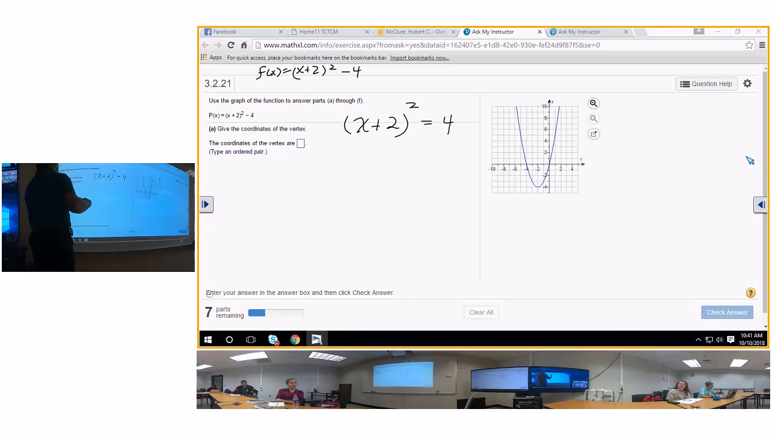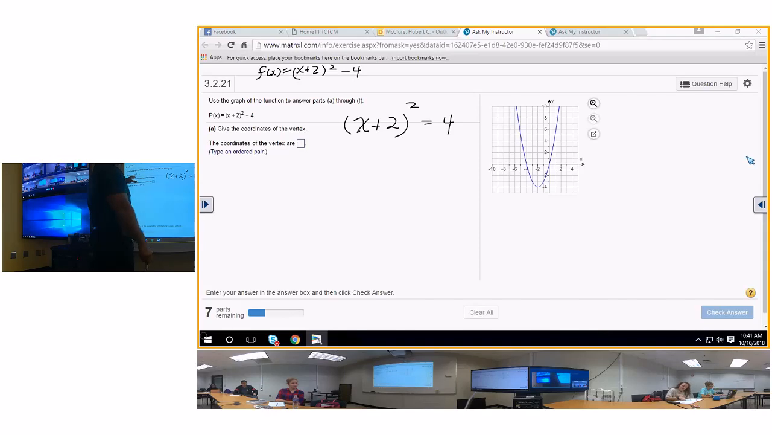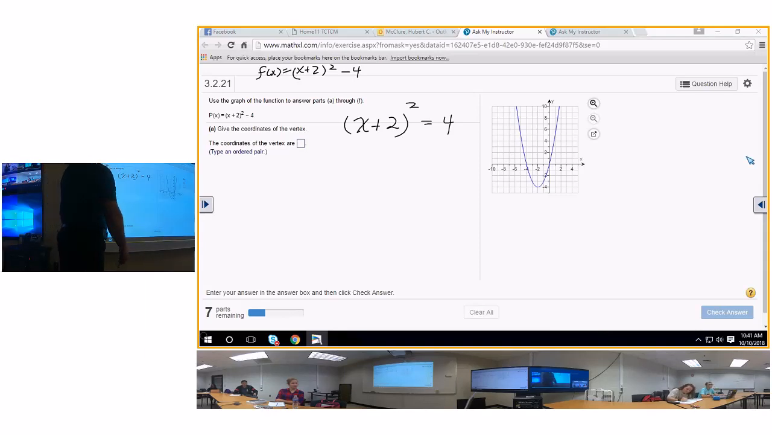Okay, remember we're going backwards. They've already done completing the square. So they're giving you this. And I told you that if you get it in this form, you take the opposite of this, and you just bring this what? Down.